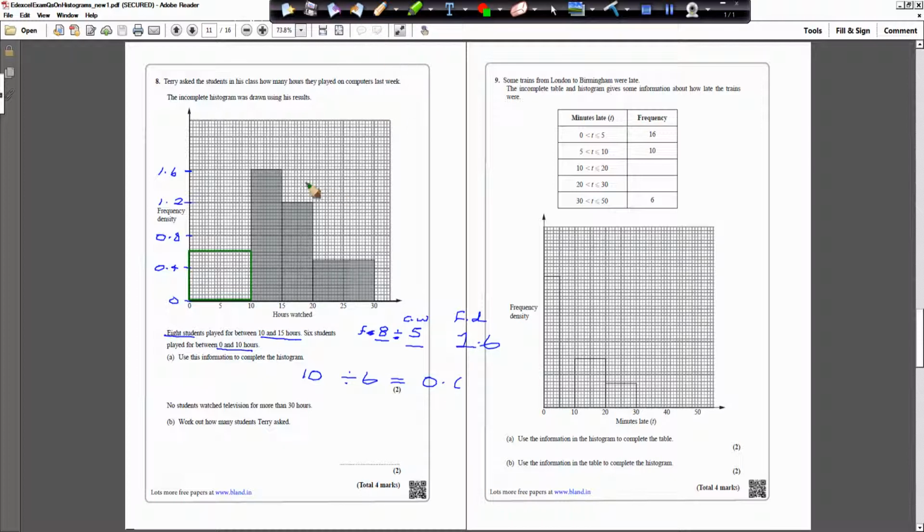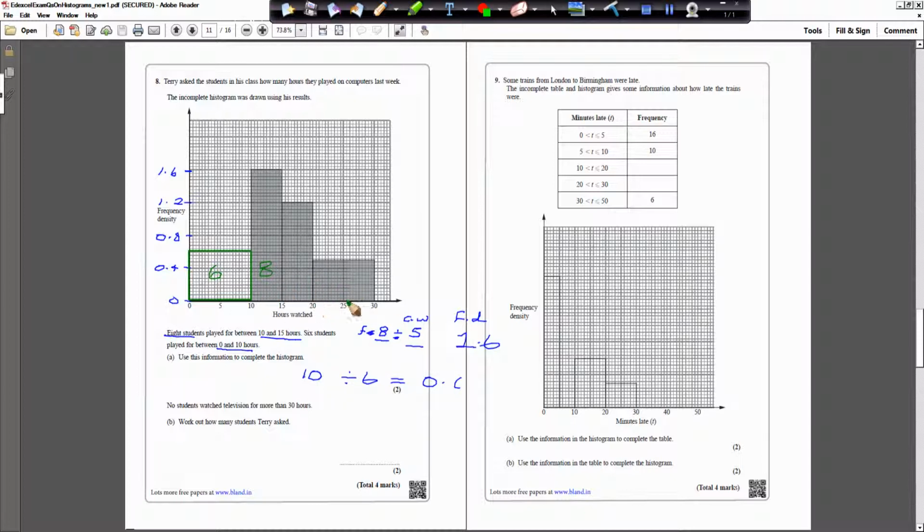To work out frequency, generally what do we do? We have to work out the area of each block and then add it up. Hang on a second. We already know that in this particular block here there were 6 people, and in this one there were 8. So we've got to work out the area for these two blocks and then add them up.